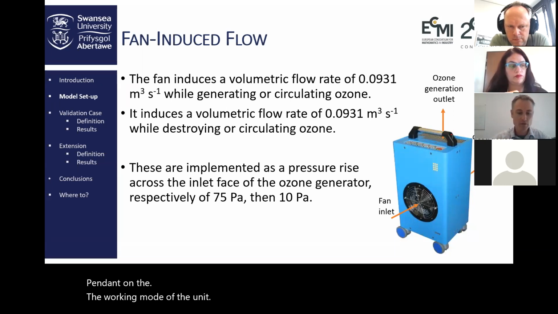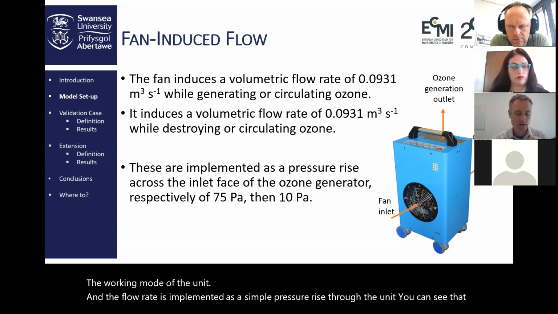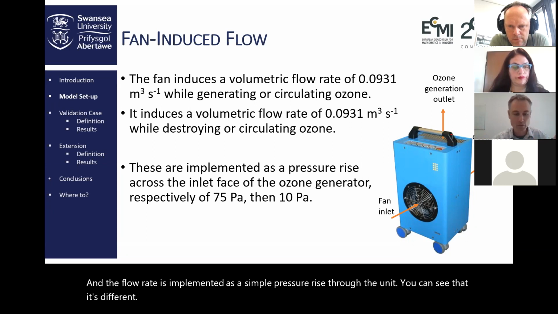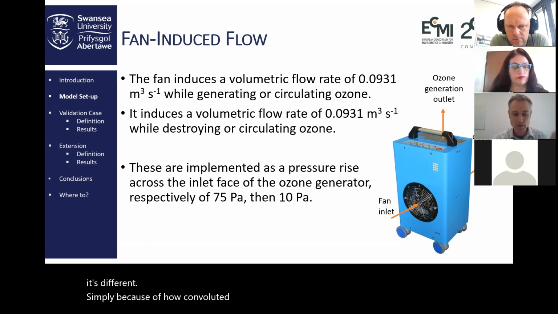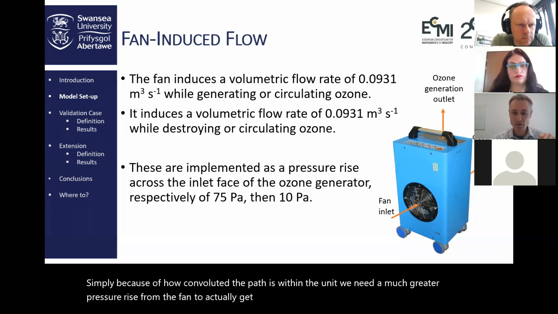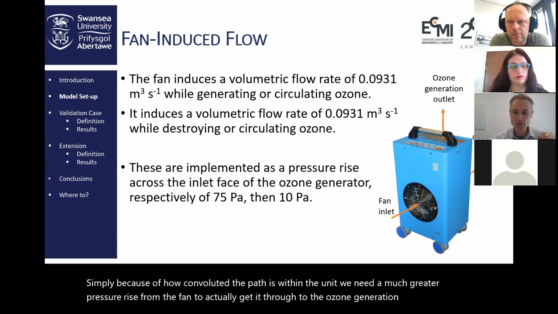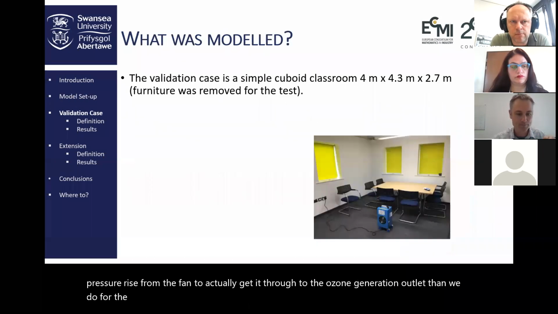And the flow rate is implemented as a simple pressure rise through the unit. You can see that it's different simply because of how convoluted the path is within the unit. We need a much greater pressure rise from the fan to actually get it through to the ozone generation outlet than we do for the ozone destruction outlet here.